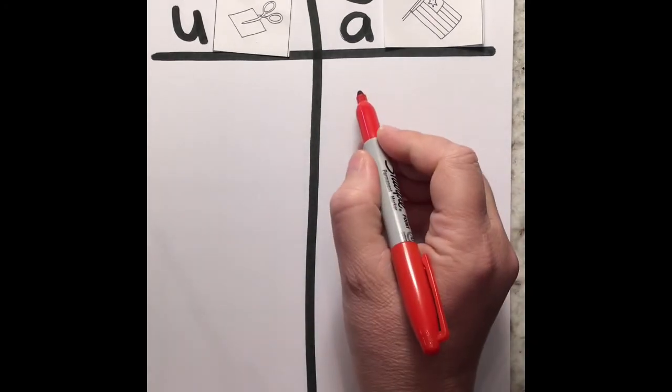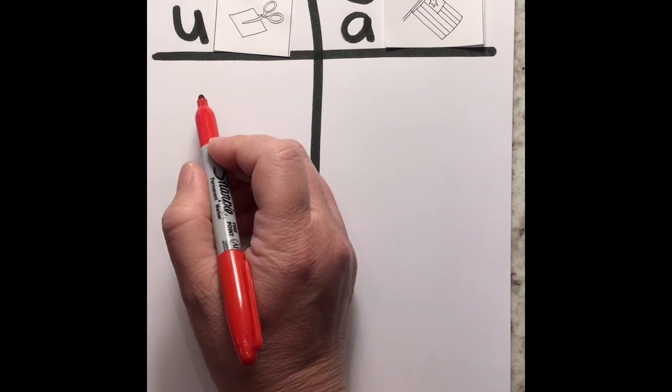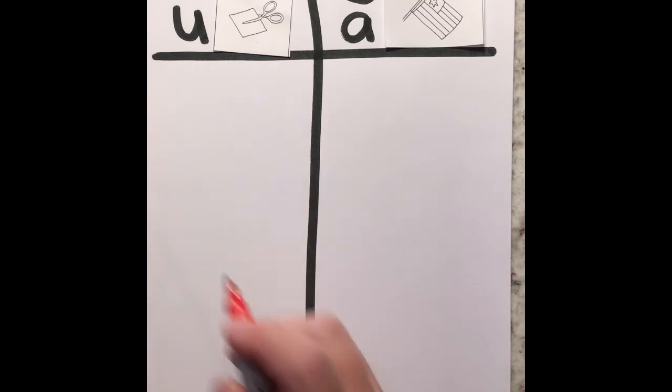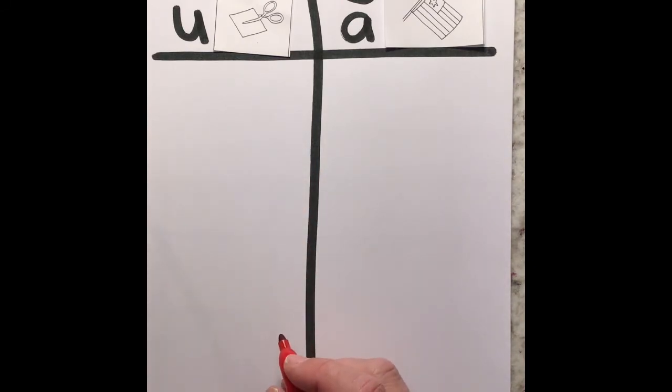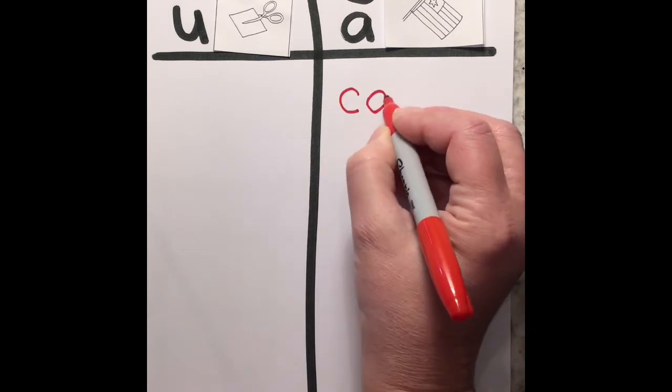This time I'm going to say a word, and I want you to write it. If it has the ah sound, you'll write it here. If it has the uh sound, you'll write it here. So the first word is cat. Say all the sounds and write them under the right column. Cat. So the child would write.